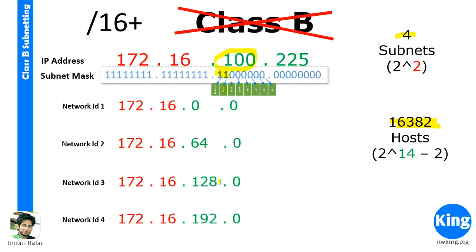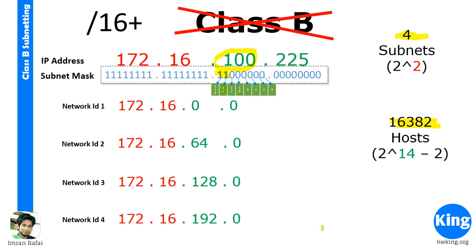Add another 64, it becomes 128.0. Add another 64, it becomes 192.0. Can we add another 64? No, because it becomes 256.0, which is not valid. That's one way of looking at it. And we know there are only 4 networks. 2 to the power 2 is 4, so we only have 4 networks.